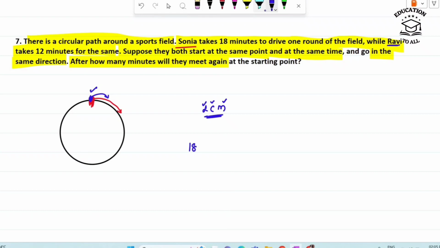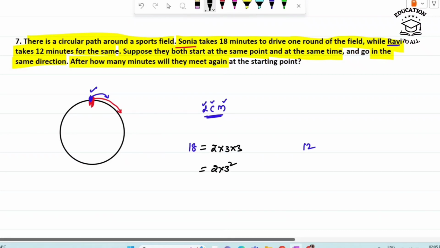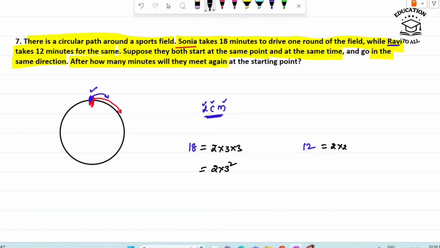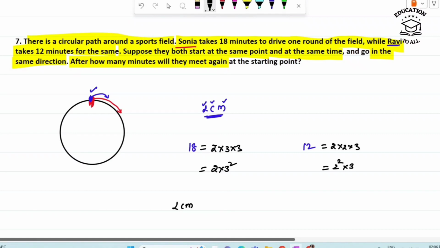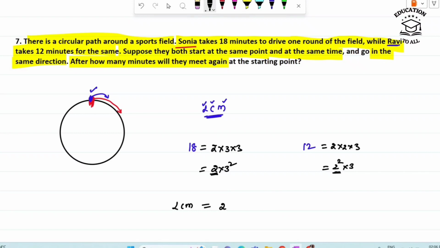So what is the LCM of 18 and 12? Now 18, what are the prime factors? 2 into 9, 9 means 3 into 3. So 2 into 3 square. And 12: 2 into 6, so 2 into 3, I'll write it as 2 square into 3. Now I'll find the LCM. LCM is 2 square, that is 2 power 2, and 3 square.